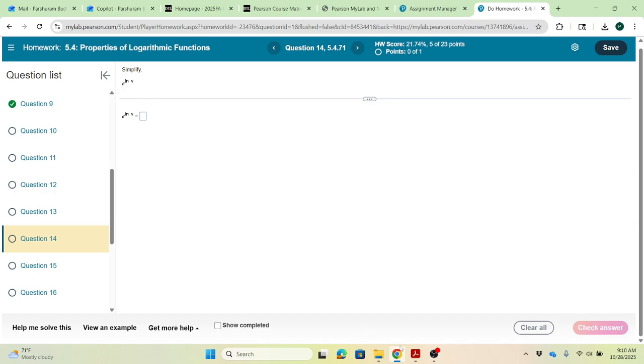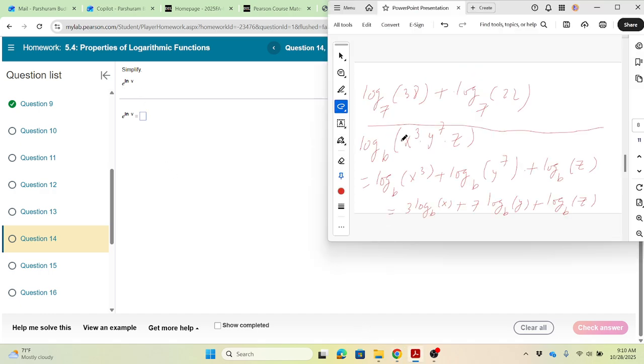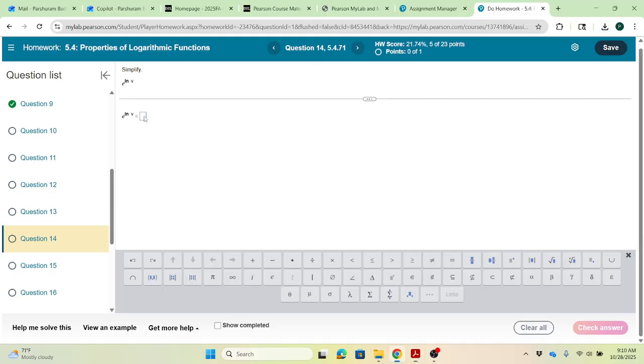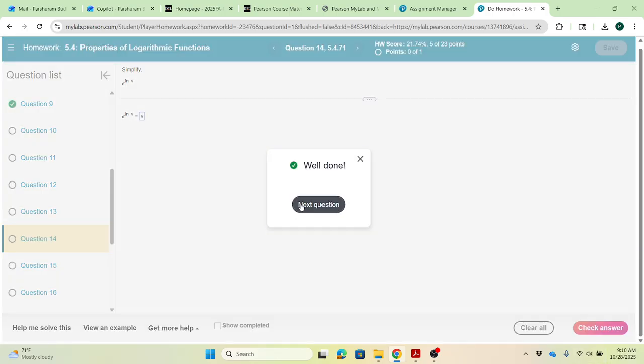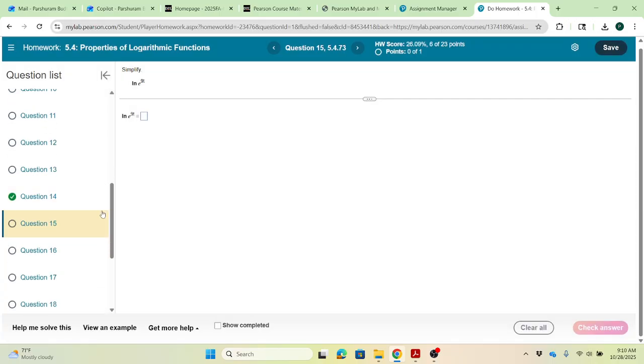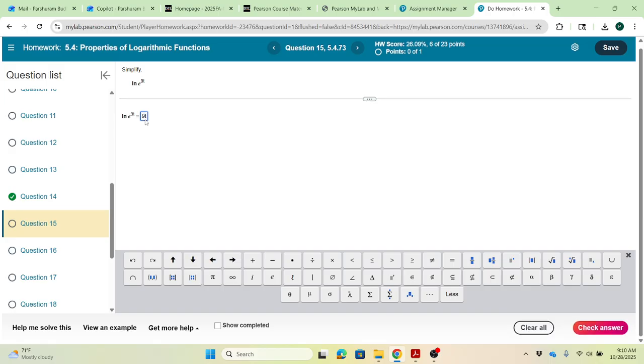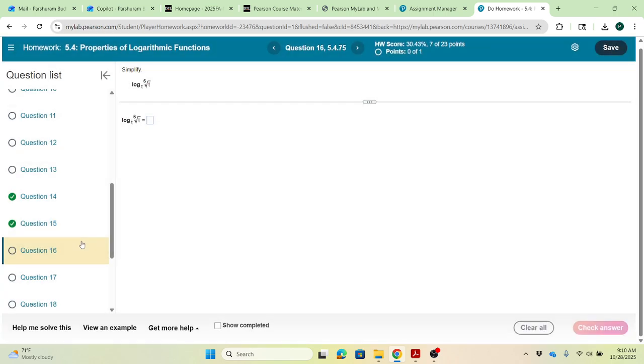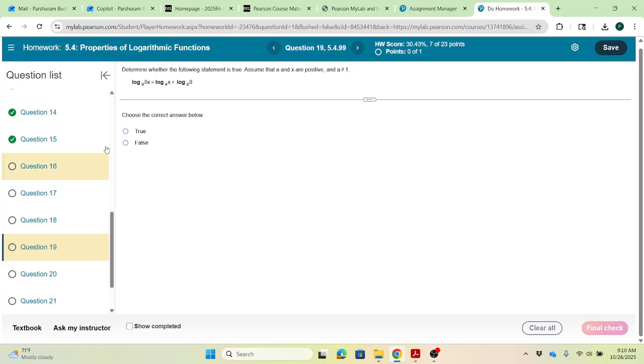Simplify e to the power ln v. Keep in mind, if you have this thing, e is the base, and log base e is ln, and v. So they have the same base. So the answer is v only, because e and ln are inverses of each other. Here, same ln and e are coming together, so they are inverses, so they will just cancel, and the output would be same as the input, which is 90. Let me go to the next problem.